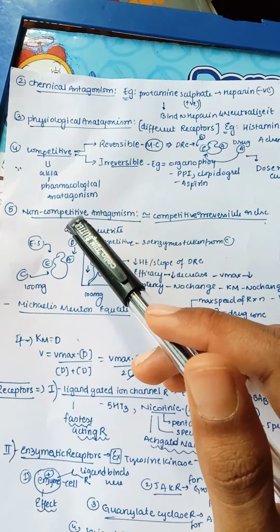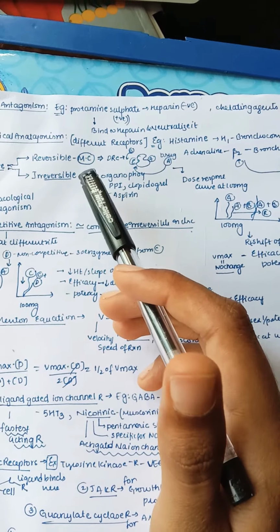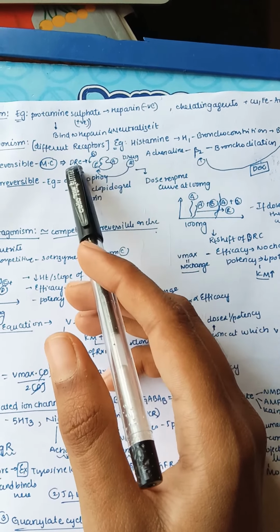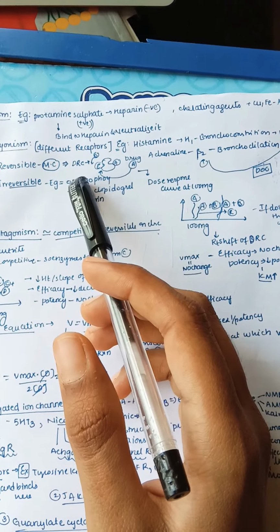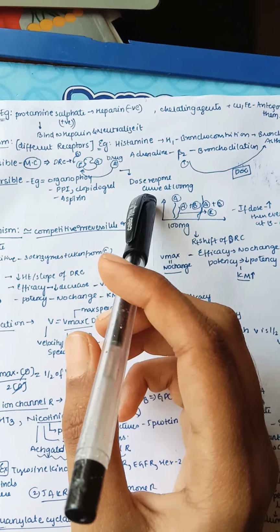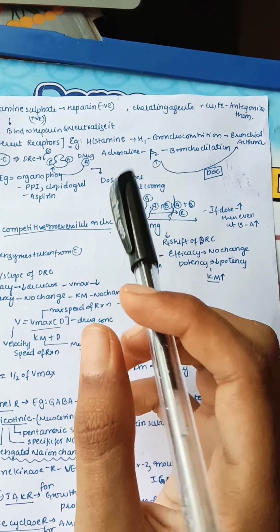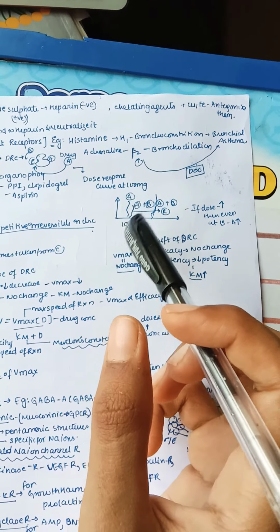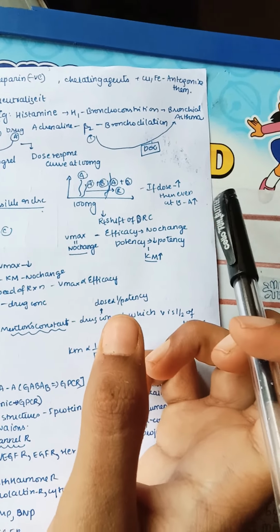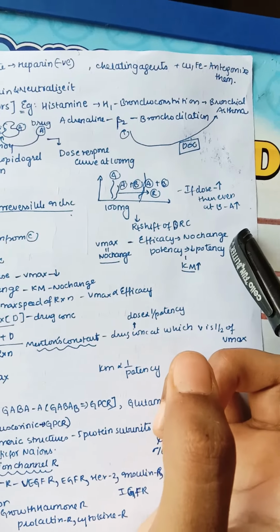Next, coming to the competitive type. Competitive antagonism is divided into reversible and irreversible. Reversible is most common. Here, in the DRC, you can see that drugs B and A bind to the same site, as antagonist and agonist. So the dose response curve at 100 milligrams looks like this. In the presence of A alone it will be like that. In the presence of B, you can see the graph height is reduced and further reducing. So if the dose increases, then even with B, A's effect also increases.